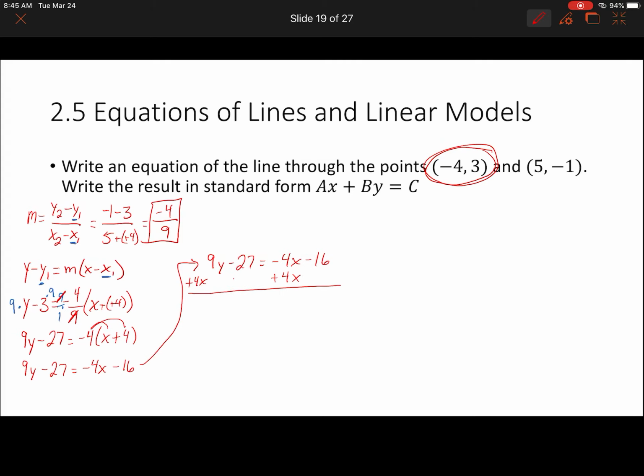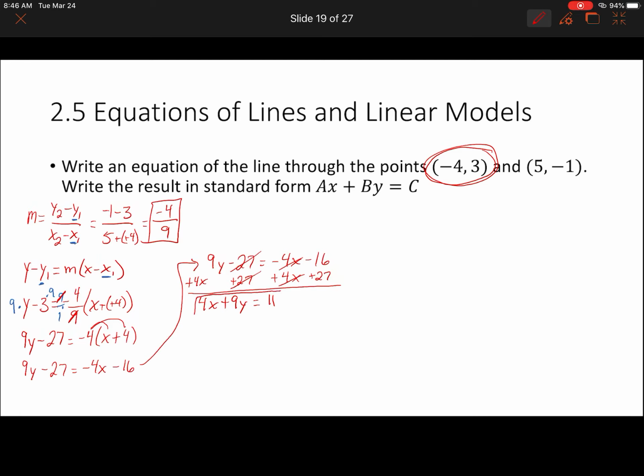So I'm going to add 4x to both sides of this equation. And in the same step, I am going to add the 27 to both sides. That way we move it to the right-hand side. And so when you simplify all that, we've got 4x plus 9y. The negative 27 plus 27 cancels. Negative 4x plus 4x cancels. And then we have negative 16 plus 27, which is going to be 11.